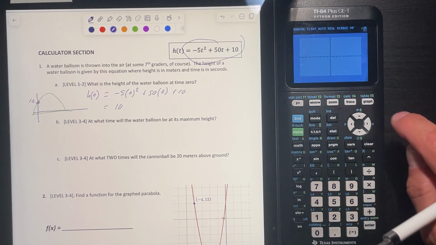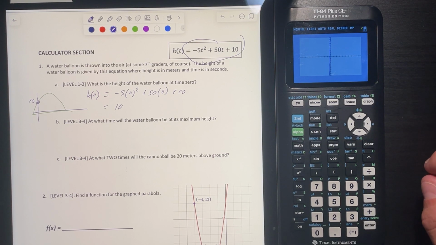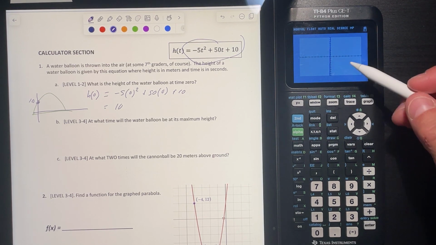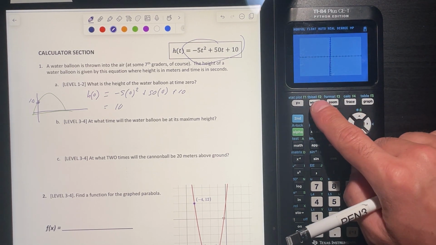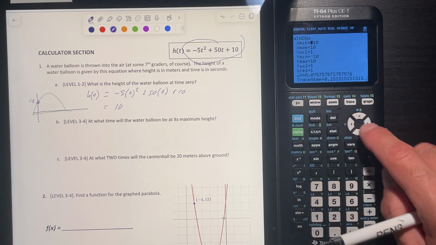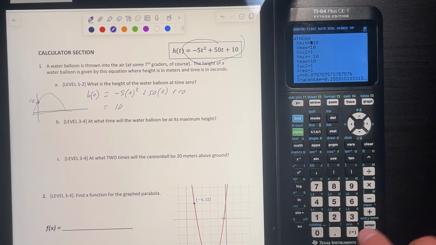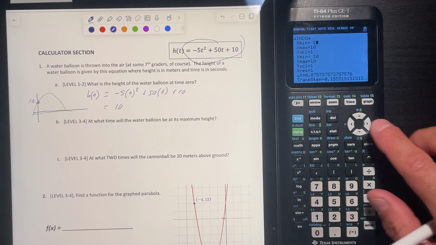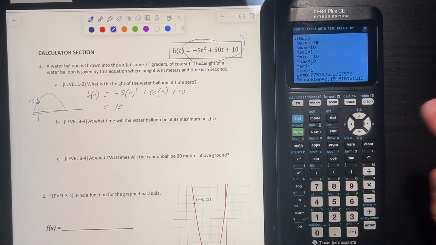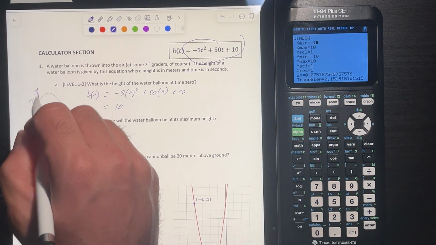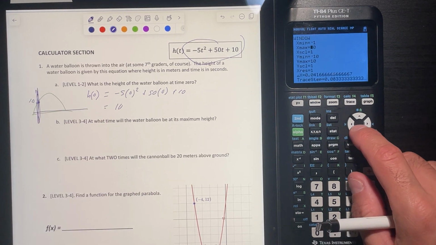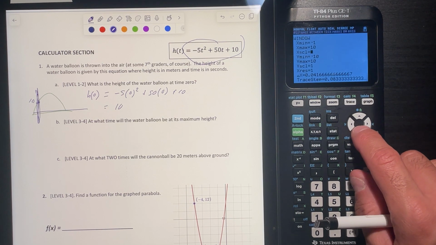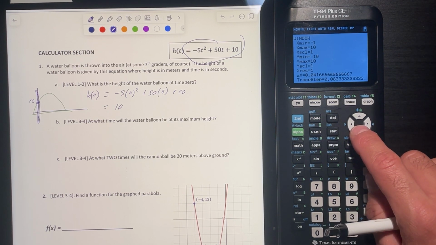And when you graph it, who knows what it's going to look like, right? That looks terrible. Maybe we want to change our window a little bit. So go to window, and this is where you have to monkey around with it. X is in terms of time. So maybe let's go -1, because -1 second will help me see the vertical axis. And 10 seconds, that's probably as long as you can throw something. So let's leave it at 10.